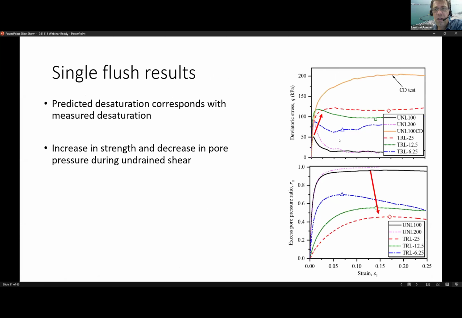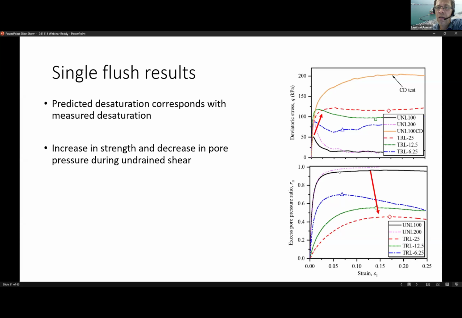So here, in an illustration, is what desaturation would do to the monotonic shear strength. You can see that the black line here is an untreated monotonic triaxial test at 100 kPa, and if we desaturate it by 6.25% gas, 12.5% gas, and 25% gas saturation, you see that the excess pore pressure goes down during monotonic shear of a loose black sand, while the deviatoric stress actually goes up.